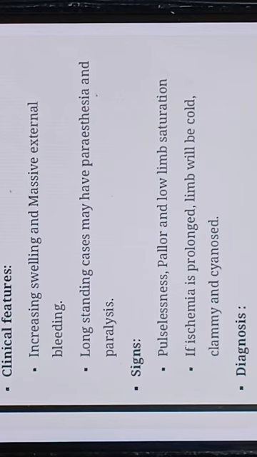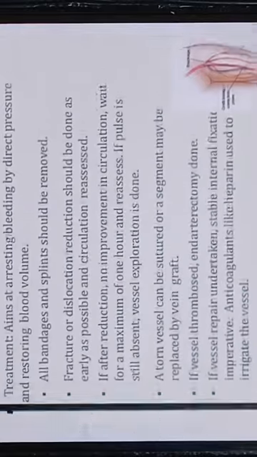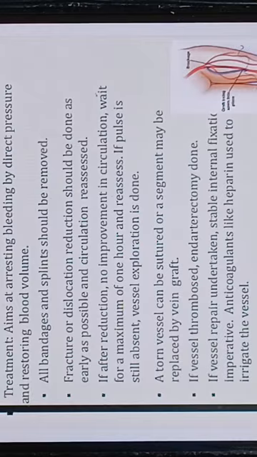Diagnosis: if vascular injury is suspected, Doppler study is done immediately. Angiography can be done if available. Treatment: the main aim is arresting the bleeding by direct pressure and restoring the blood volume. All bandages and splints should be removed. Fracture or dislocation reduction should be done as early as possible to restore circulation.